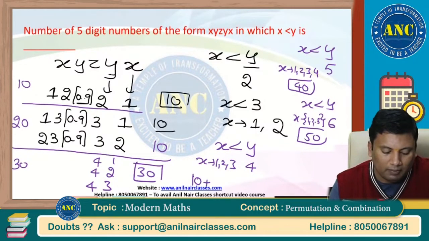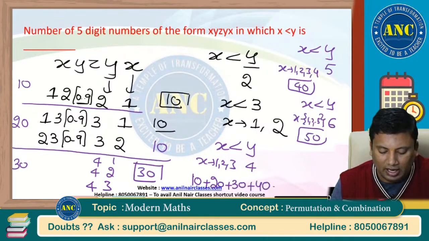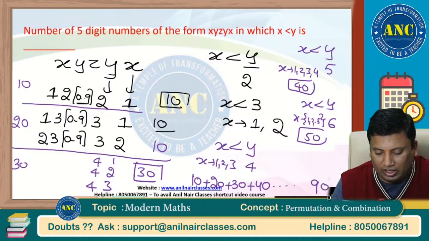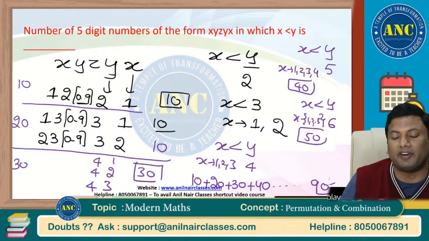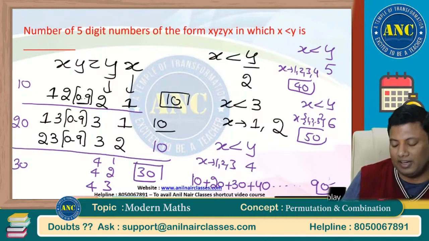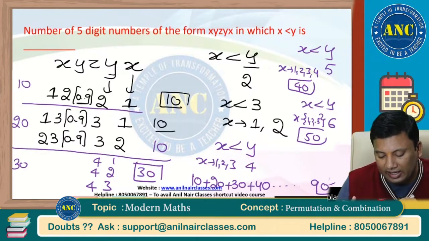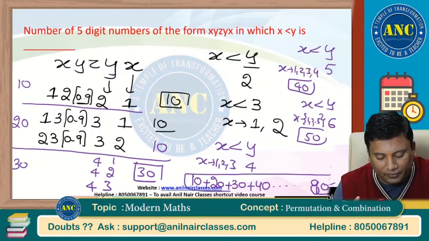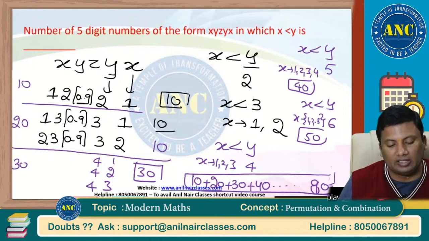So 10 plus 20 plus 30 plus 40 and so on up to 90. The last case is, if y is 6, I am getting 50. If y is 7, I am getting 60. If y is 8, I will get 70. If y is 9, I will get 80. So 10, 20, 30 and so on up to 80. I hope it is clear, right?